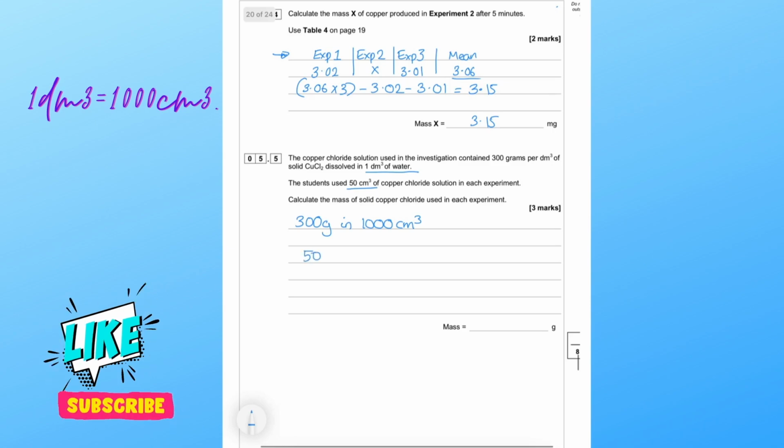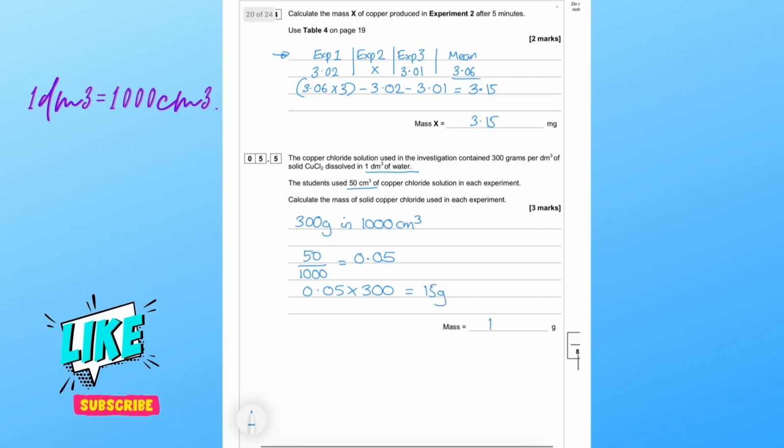So we're using 50 out of 1,000. And that is 0.05. So that means we are going to have 0.05 times the 300 grams, which equals 15 grams of solid in 50 centimeters cubed.